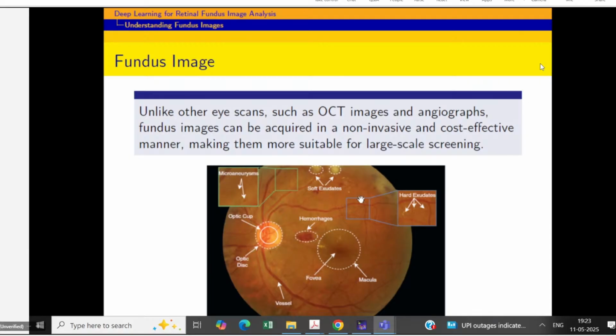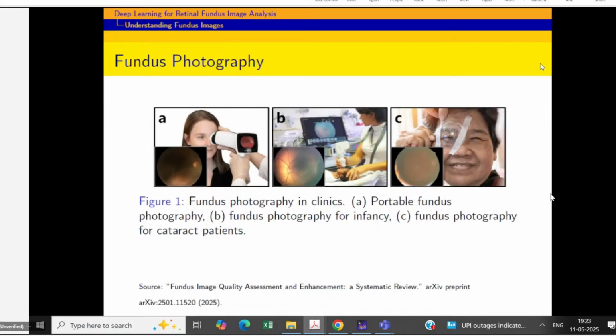But among all the medical imaging, basically eye scans, right? Fundus image is pretty preferable. Why? Because of its non-invasive nature and cost-effective nature. Fine. Yeah. So this is how fundus photography, and sometimes some of the portable fundus photography cameras, look, right? So it's very easy to capture the photos. You can see over here.